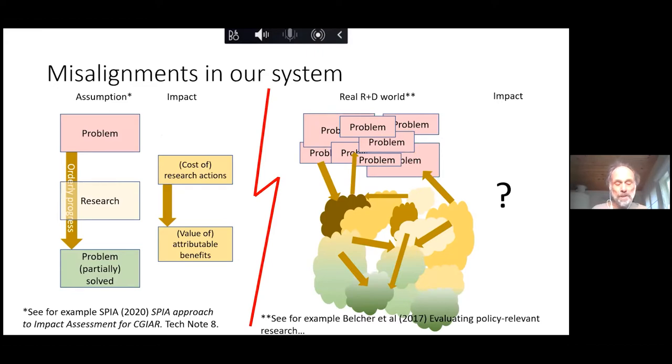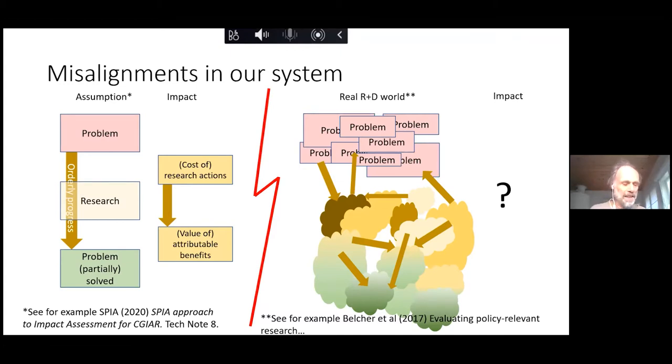Influential groups such as SPEAR still use very much a linear problem, research, change thinking, and they compare the cost of the research with the attributable value that it's produced, and that's just not the way the research that we do works. We have multiple overlapping problems, typically addressed by multiple overlapping teams. The boundary between research and development and scaling has disappeared. Changes happen irrespective of our work. Adoption is rarely any longer a core issue, but it still seems to be a large part of what people are looking for. Problems evolve rather than getting solved, and so on.